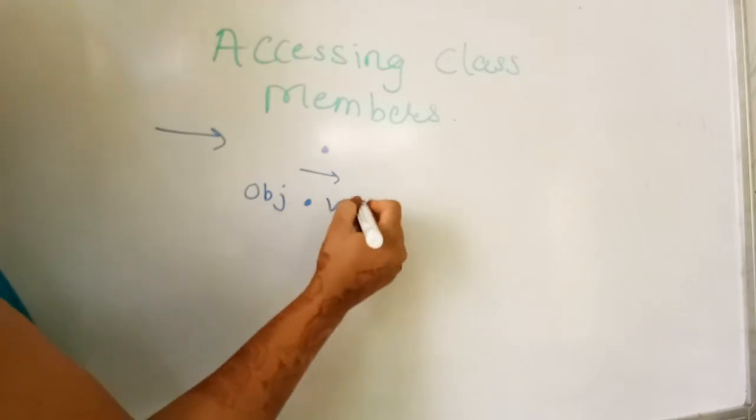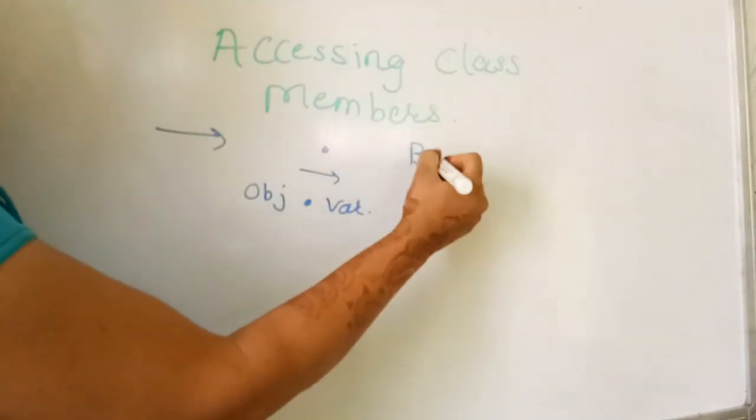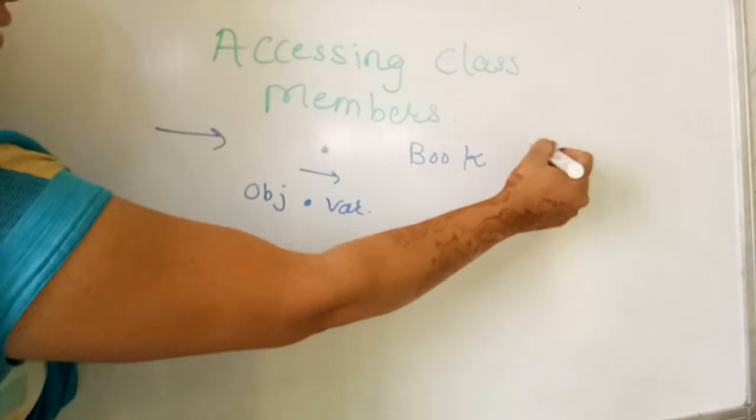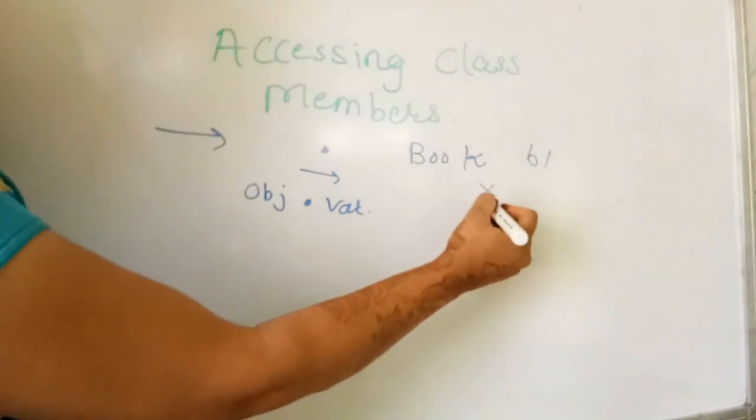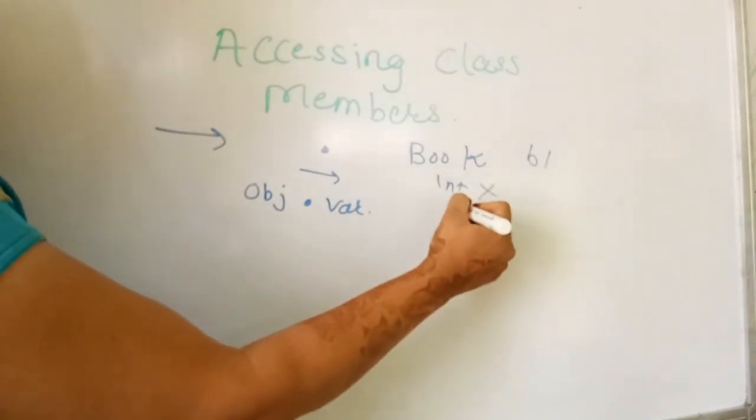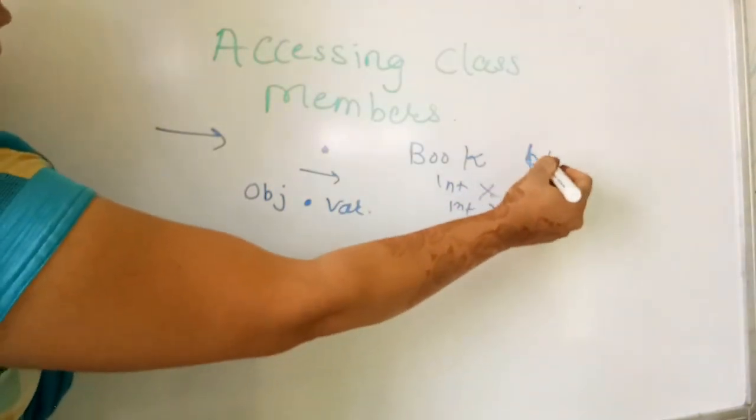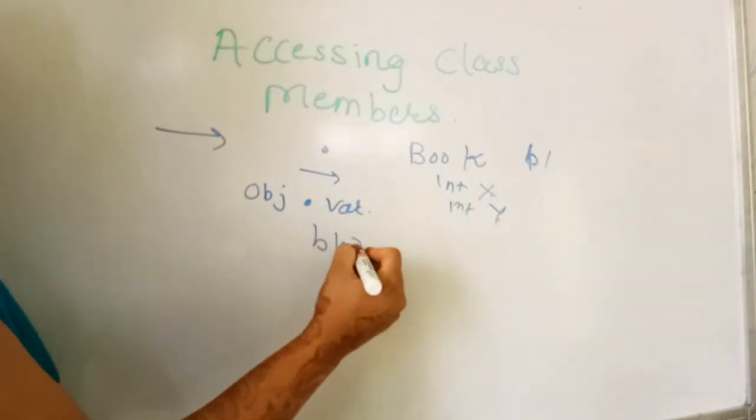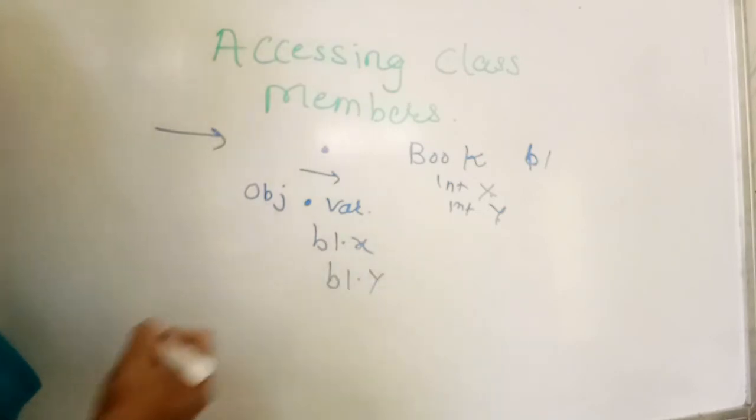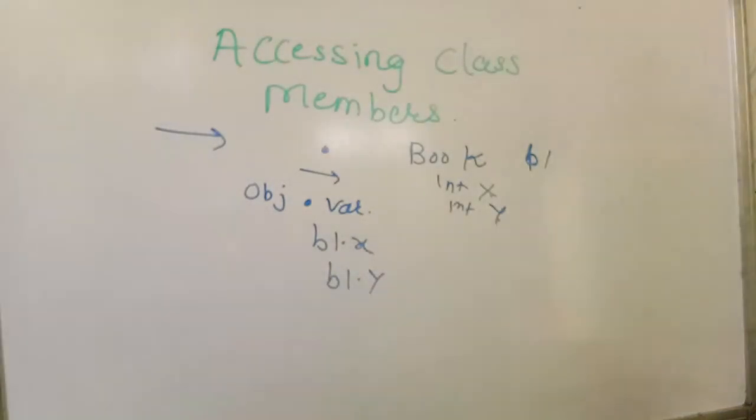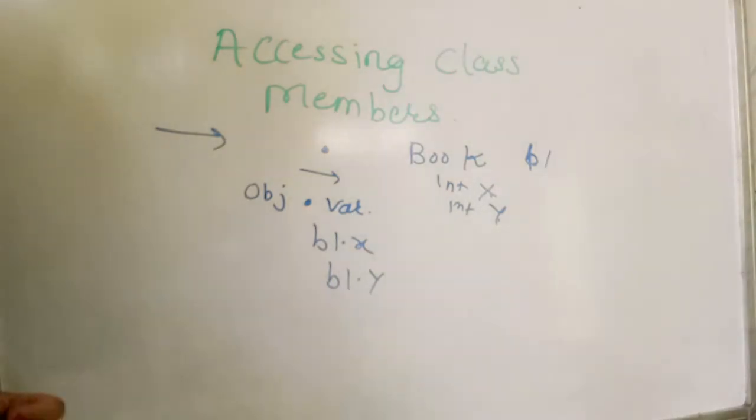For example, book is a class and it has the object b1 and the member variables integer x and integer y. How to access these variables? Access them through the object of the class like b1.x, b1.y. This is the mechanism of how to access the class members, and it applies in the same way to the methods of the class.